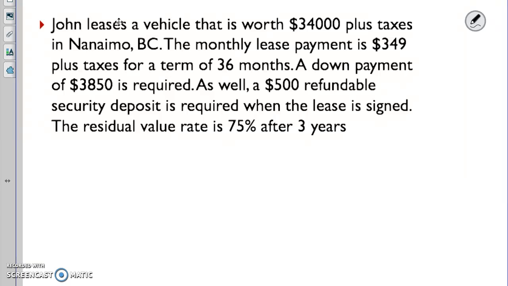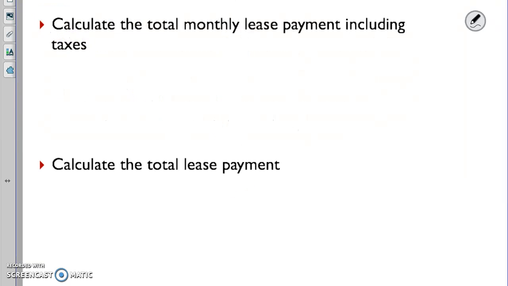So that's basically to cover any minor damage that might happen when you're driving it. You would get that back when you return the car undamaged. The residual value rate is 75% after 3 years. We'll talk about that shortly. So calculate, the first thing to do is find the, is it here? Calculate the total monthly lease payment, including taxes.